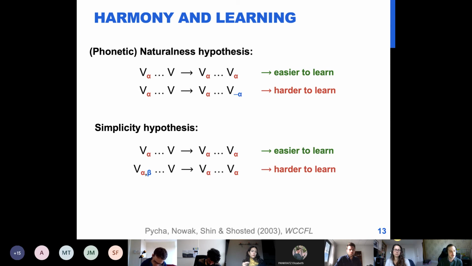At the same time, they talked about a simplicity bias, a simplicity hypothesis. In this case, a vowel harmony pattern or a vowel disharmony pattern should be relatively easy to learn because they involve just one feature. If you know one feature of a vowel, then you know what the next vowel needs to be. There's only one feature you need to keep track of. Under this hypothesis, what would be more difficult to learn is if multiple features of a vowel determined what the next vowel would be, so a more complex kind of pattern. We'll see an example of this in a minute.